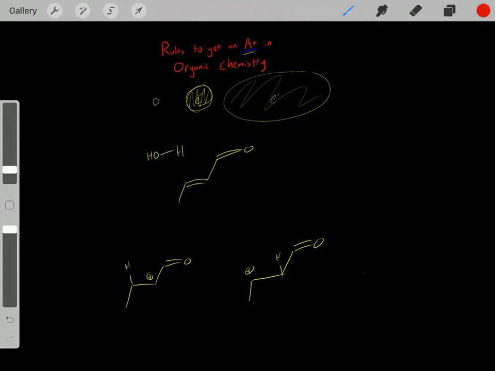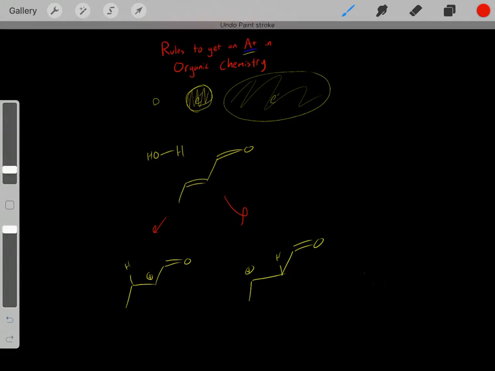So which of these intermediates will we make? Once we have this, we could either form this intermediate or this intermediate. So we need to think about it. Which intermediate is more stable? Well, something important to note is this carbon is double bonded with this oxygen. And we know this oxygen is very electronegative.